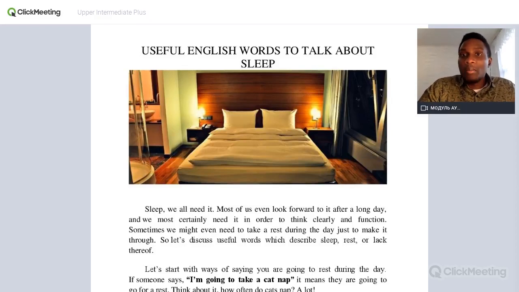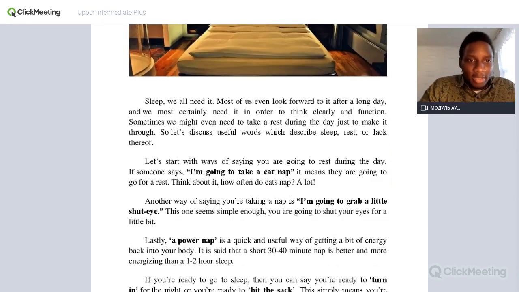Now, we're going to talk about some really useful words that can describe sleep, describe rest, or when you're lacking sleep, when you don't have enough sleep. So we're going to start with ways of saying how you're going to rest during the day. I'm sure you're all going to find this really useful. Now, take a look at this.